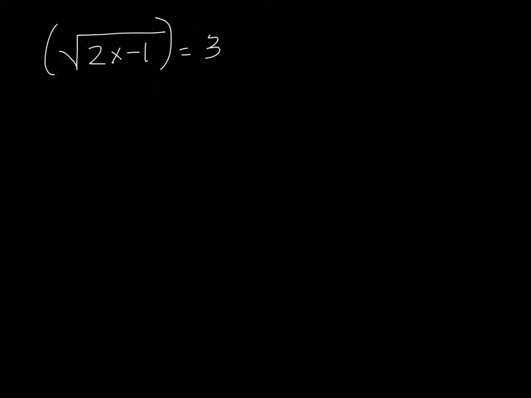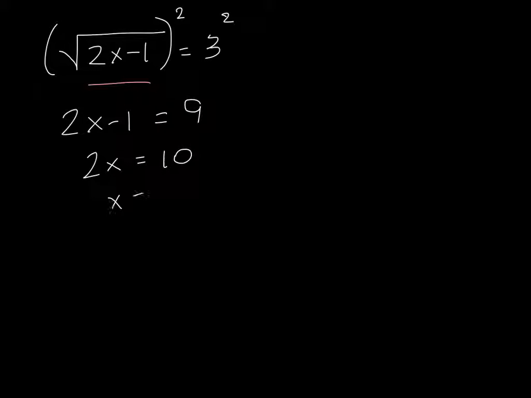So a square root is the opposite of a square. If you're going to square one side, you need to square the other, which means that your square and the square root itself cancel, and what you're left with is what is underneath the radical. So you're left with 2x minus 1. And then we're going to square the 3. Once we do this, you could solve, and we get x equals 5.